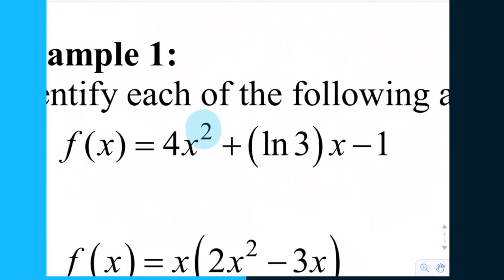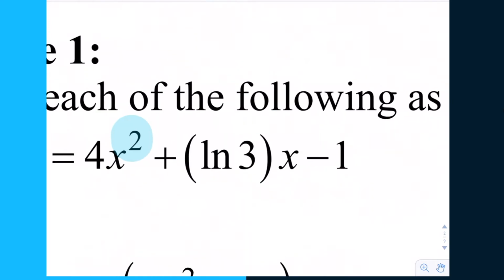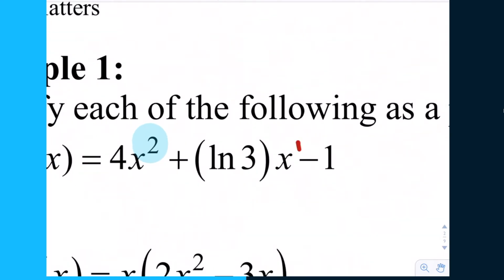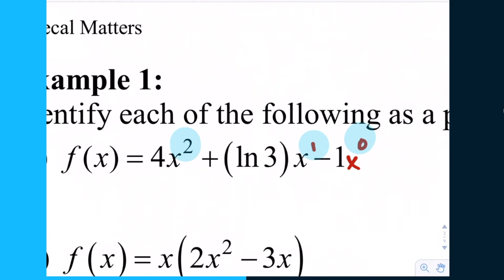I have an x squared. 2 is a whole number. I have an x raised to the implied 1 power. 1 is a whole number. And I have a constant, which is going to work because a constant, remember, is just x to the 0 power, which 0 is the smallest whole number. So it meets all that requirement.